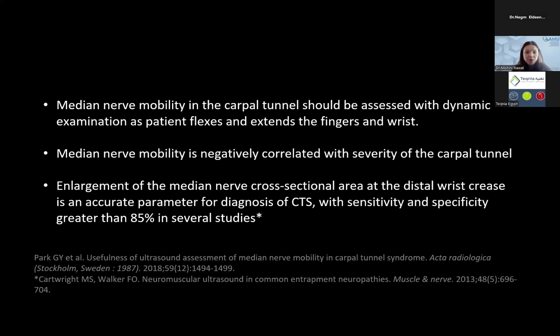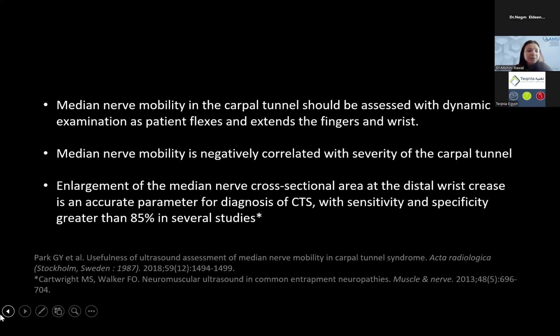When we see the cross-sectional area, that has a high or good sensitivity and specificity, about 85% and more. Anything above 85% is pretty good as a clinical test. So cross-sectional area measurement at the distal wrist crease is an accurate parameter in assessment of carpal tunnel syndrome and has higher sensitivity and specificity.